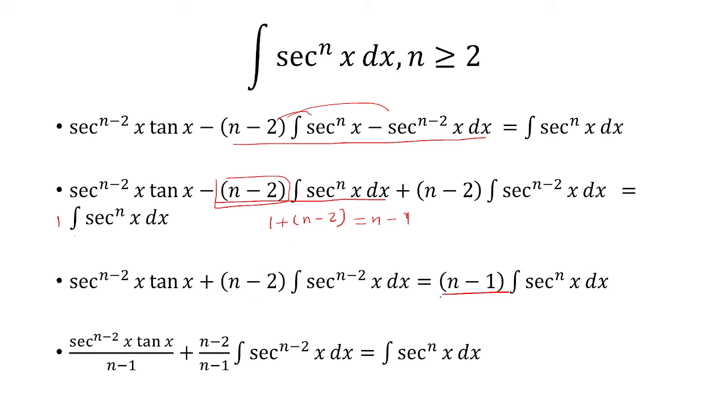And at this point, we just need to solve for integral of secant to the nth power. So we're going to divide everything by n minus 1. And when we do that, we end up with this formula right here.